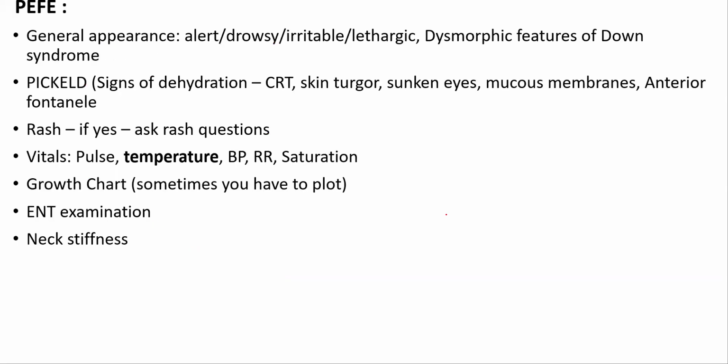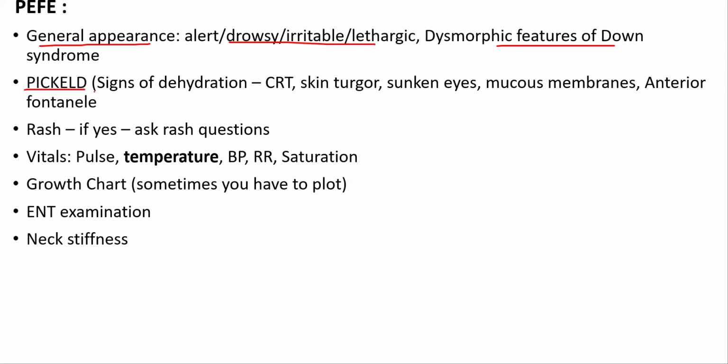So how do we do the physical exam in such a case? You know that a physical examination card can be given in the exam, or you might need to tell the examiner what findings you are looking for. So you will be starting with general appearance. Does the child look alert, drowsy, or irritable? Any dysmorphic features of Down syndrome? Then you do the PICKLE.